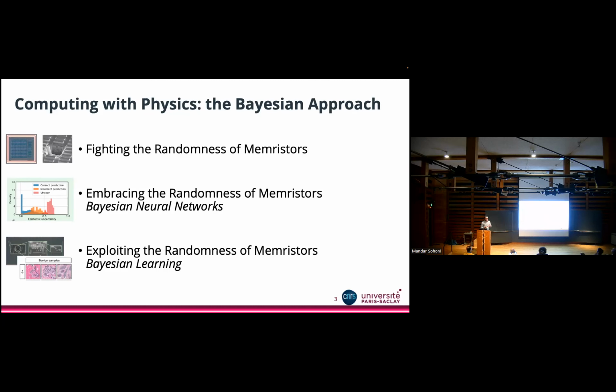So that's how I'm going to organize my talk. First, I'm going to present what we traditionally do, which is to fight the randomness of nano devices, in particular memristors. Then I'm going to show what we've done in recent years, which is to embrace the randomness of memristors to implement a particular concept, a Bayesian neural network, which has some really nice features, and even sometimes exploit the randomness of nano devices as the source of computation itself. We have done some kind of learning like this, using an approach that looks like Metropolis-Hastings Markov chain Monte Carlo. But let's start immediately with some context.